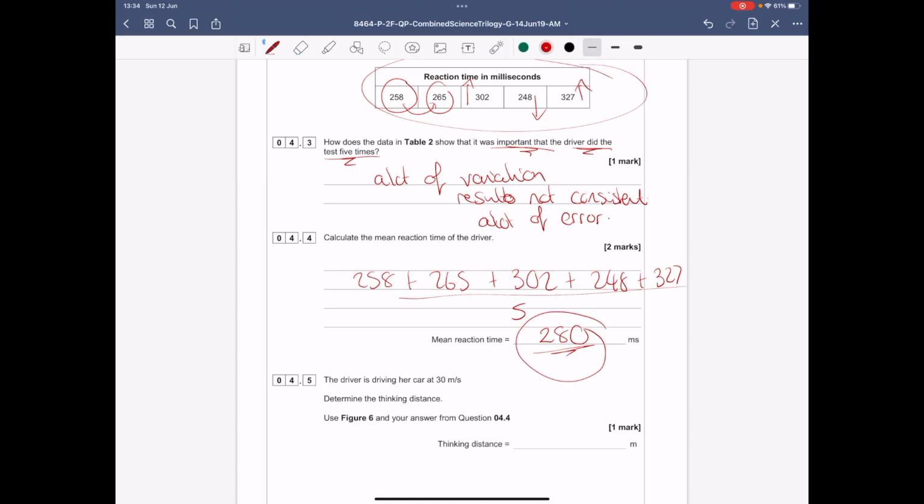Okay, so question 4.5 then. The driver is driving her car at 30 metres per second. Determine the thinking distance. Use figure 6 and your answer from question 4.4. So we worked out at 4.4 it was 280 milliseconds as her reaction time. We've got to use figure 6 to then work out her thinking distance.